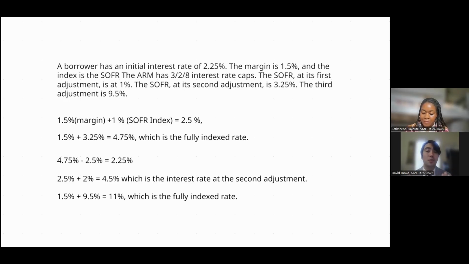So now this is where the initial rate actually comes in handy when we're talking about the lifetime cap, okay? Yes. 2.25%, and then we're going to add the 8%, okay? That is the lifetime cap. So initial plus the lifetime cap. So 2.25% plus 8% equals 10.25%, right? Now, why that's important, right?